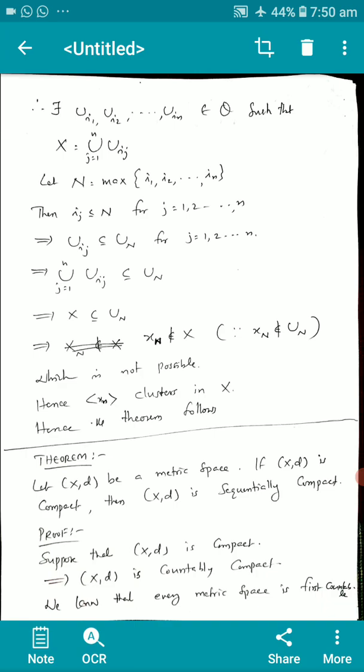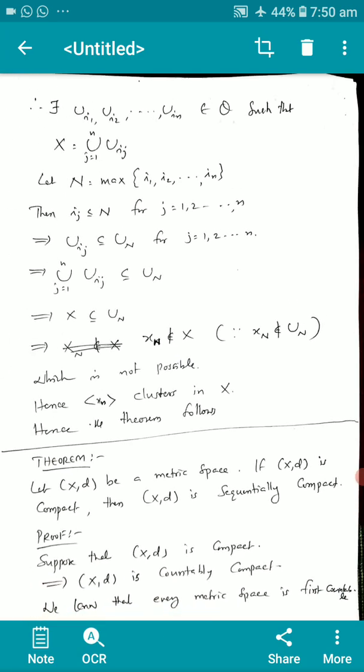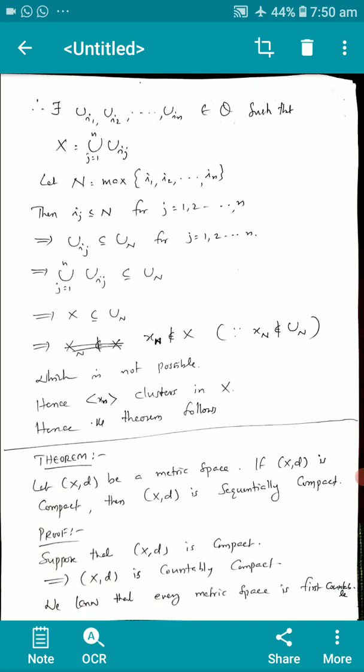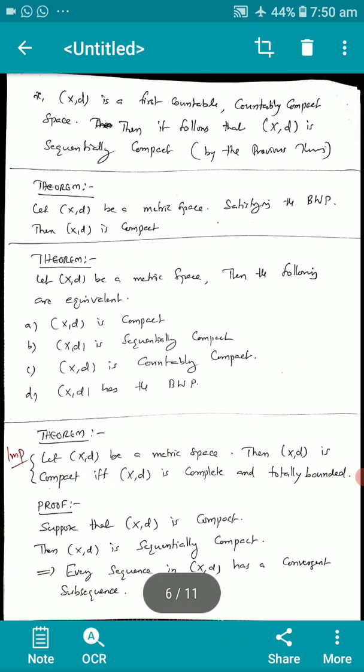Next theorem, let X be a metric space. If X is compact, then X is sequentially compact. Proof: suppose that X is compact, which implies X is countably compact. We know that every metric space is first countable. That is, X is a first countable, countably compact space. So we are using the previous theorem, then it follows that X is sequentially compact.